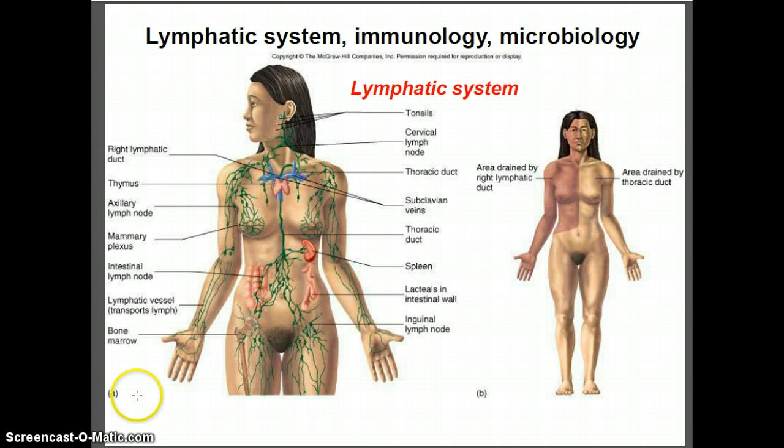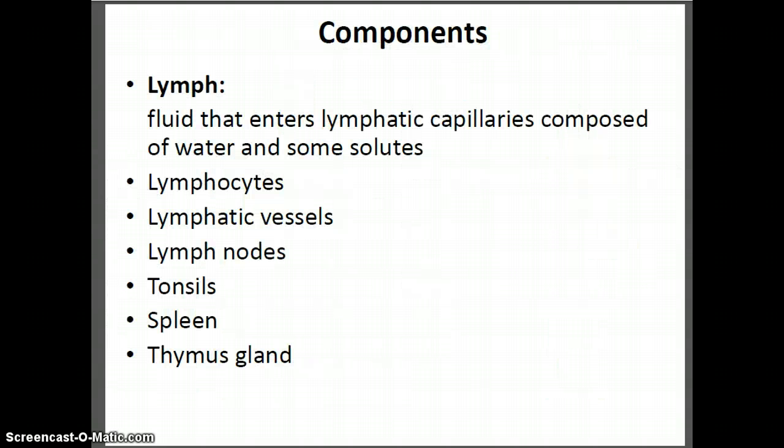Here are some of the major components of the lymphatic system. Go back and read and learn what these are, and as we go through, you'll be understanding more of what their functions are. And this shows you the lymph node distribution throughout the body. The number of lymph nodes in each individual varies to some degree, but the location is pretty consistent. Components of the lymphatic system are lymph, which is the fluid that enters the lymphatic capillaries and is composed of water and some solutes. Lymphocytes, which are cells, we'll talk more about those. Lymphatic vessels, which transport the lymph back to the venous system. Lymph nodes, tonsils, spleen, and the thymus gland, and we will look at each one of these. And the lymphatic system overlaps and is a part of the immune system.